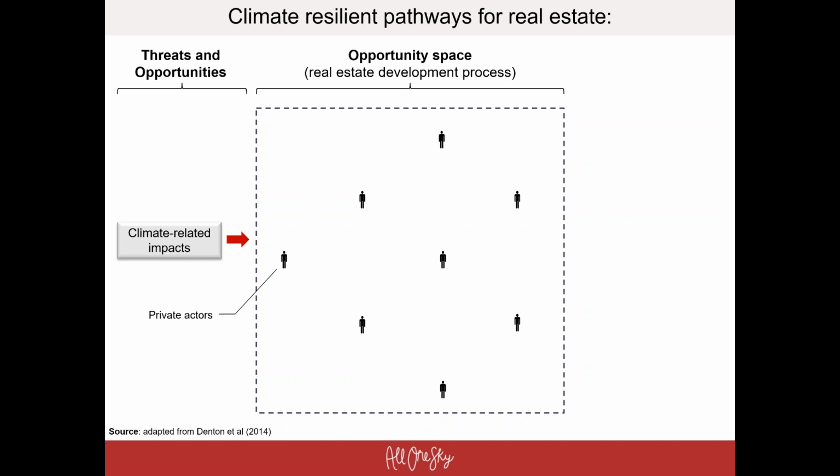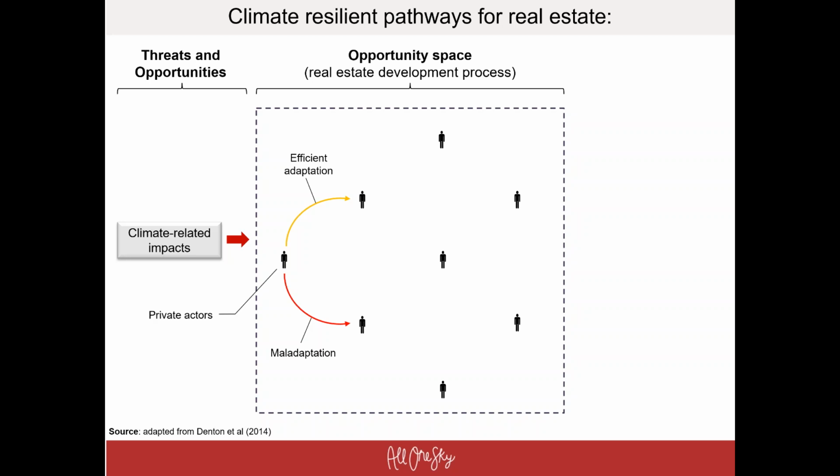If you think about the real estate development process in a climate change context, there are a lot of various climate-related impacts which present threats and opportunities to this space. And in facing those threats and opportunities, the actors themselves, at different points throughout the process, can make choices. Some of those choices may involve adapting efficiently to the climate risk. And some may involve what we call maladaptation, which can be anything from not responding to the risk at all, or over-responding or under-responding, and therefore making decisions that ultimately waste resources.